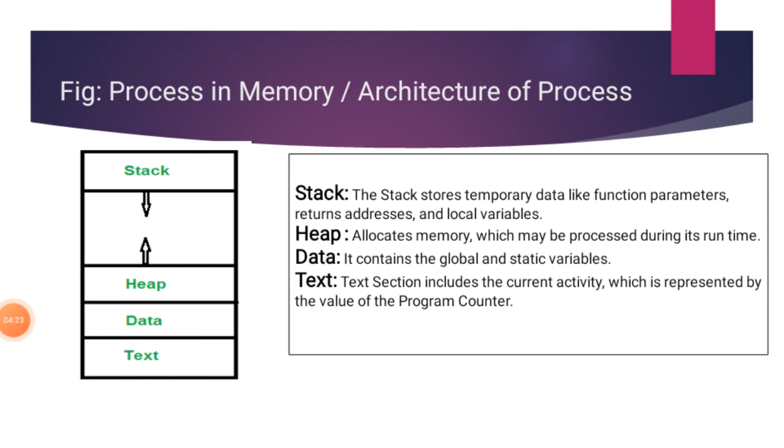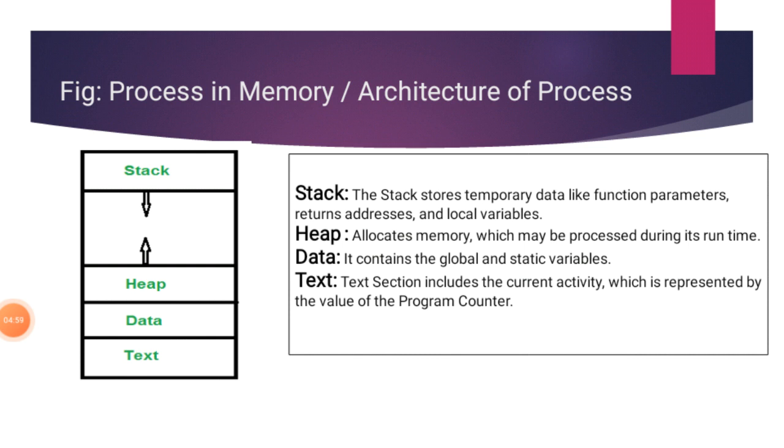Now the third component is text. What type of content is it going to have here? It includes the current activity represented by the value of the program counter, and the contents of the processor registers. Text includes the current activity which is represented by the program counter, and it even contains the processor registers.